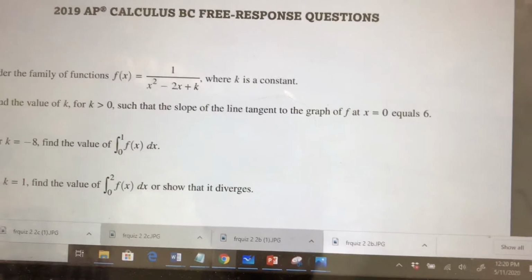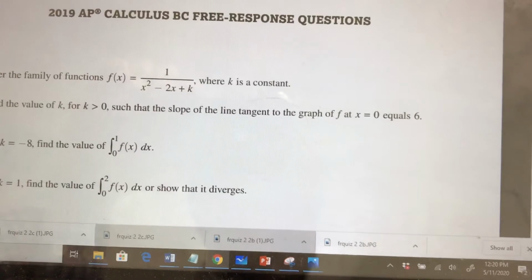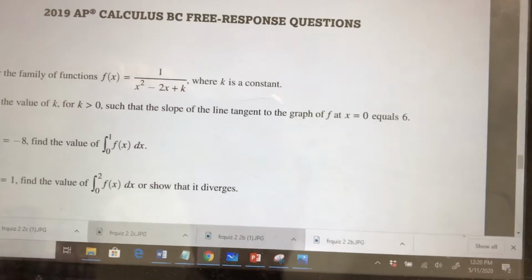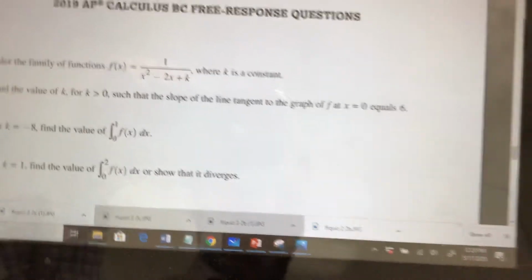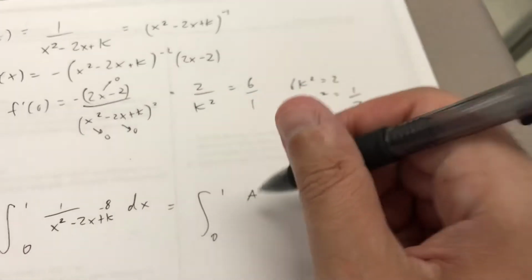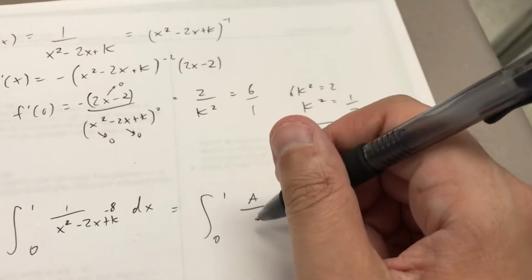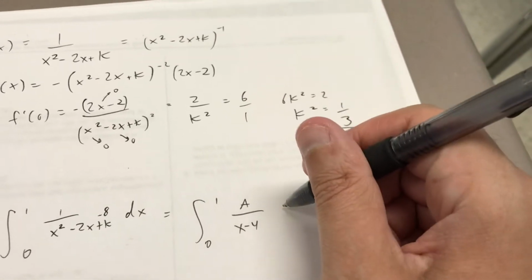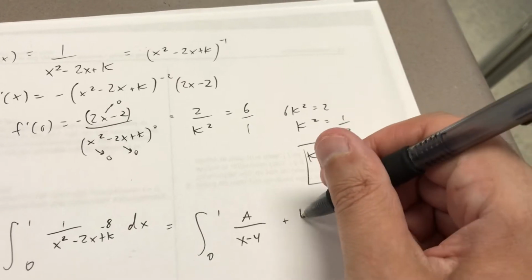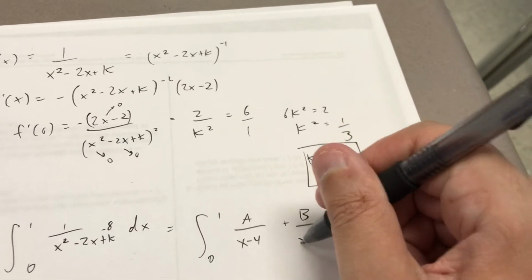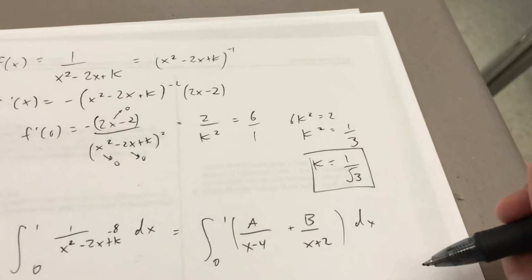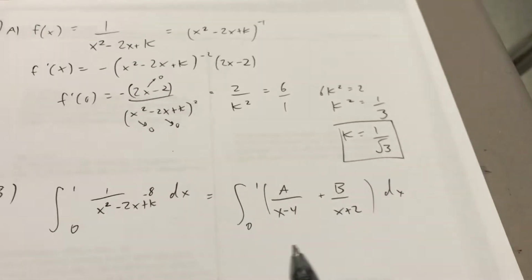So I'm going to rewrite this integral as, notice they give us a k of negative 8 here. With k being negative 8, that denominator will factor. So I'm going to do A over x minus 4 plus B over, let's see, that's going to be x plus 2, and then technically dx. I guess really we should have a big set of parentheses here. Anyway, remember how this works.